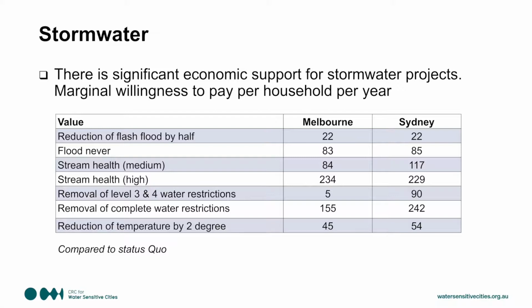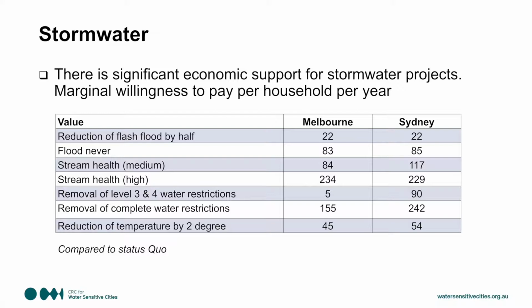Removing flash flood occurrence completely is valued quite highly. People are willing to pay $83 per year per household, and similarly for Sydney as well. And then the second one was stream health. The first two were related to flash flood removal, and the second two are related to stream health.